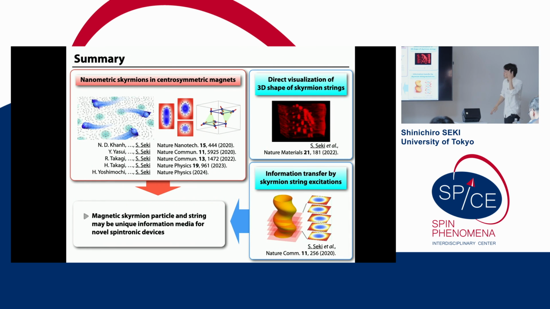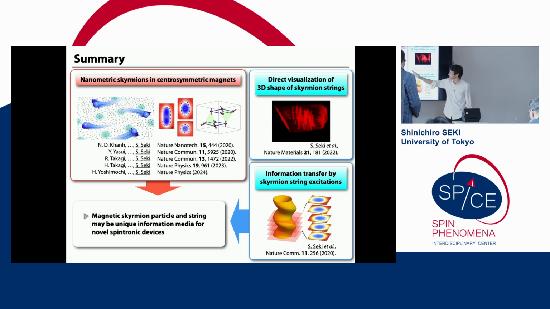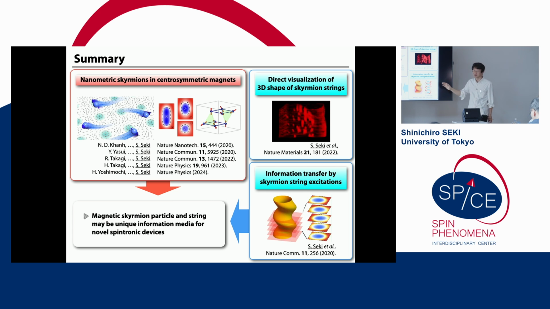Okay, so today I mainly talked about two different topics. In the first half, I talked about material development, especially nanometric skyrmions in the centrosymmetric system. And in the second half, I talked about the visualization and the excitation of such skyrmion strings. So these results imply that maybe magnetic skyrmion particles and strings can be unique information media for novel spintronic devices. And so further investigation of such topological spin textures would be very interesting.